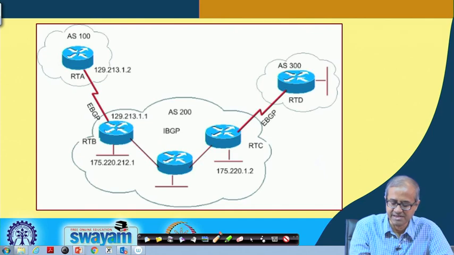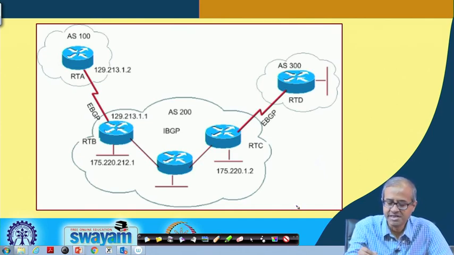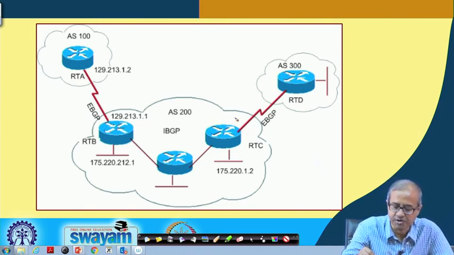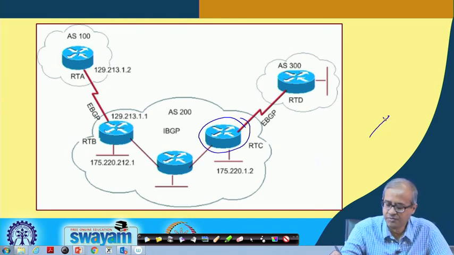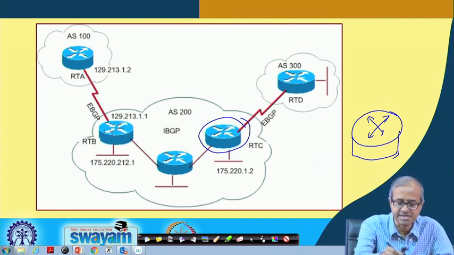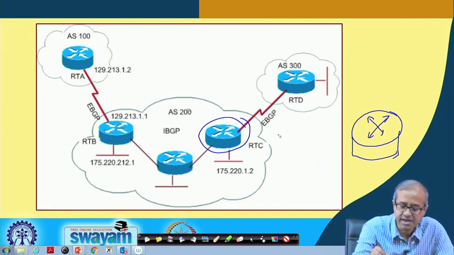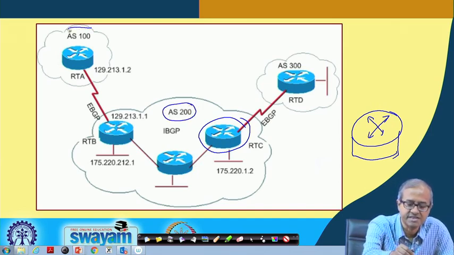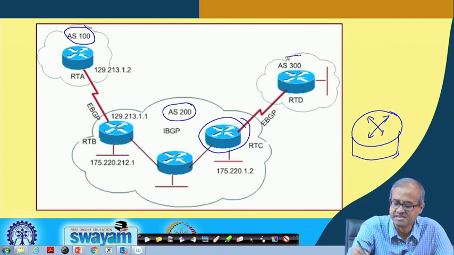The first thing is that the routers that I talked about, this is an alternate symbol of a router. This is how you represent a router, like this. So, here you are seeing that there are several routers and there are some autonomous systems. This is autonomous system number 200, let us say, this is let us say 100, and this is let us say 300.